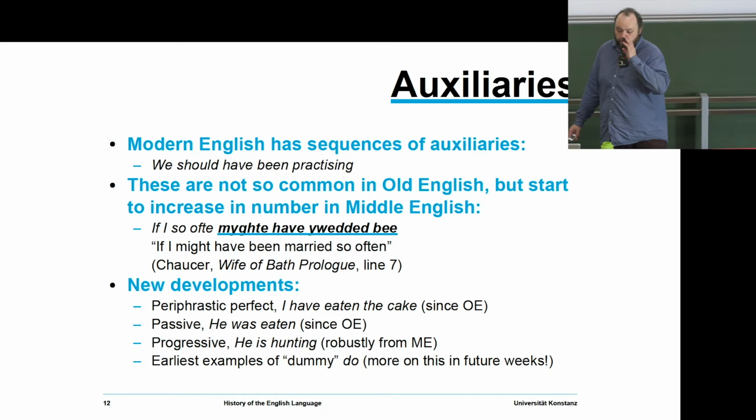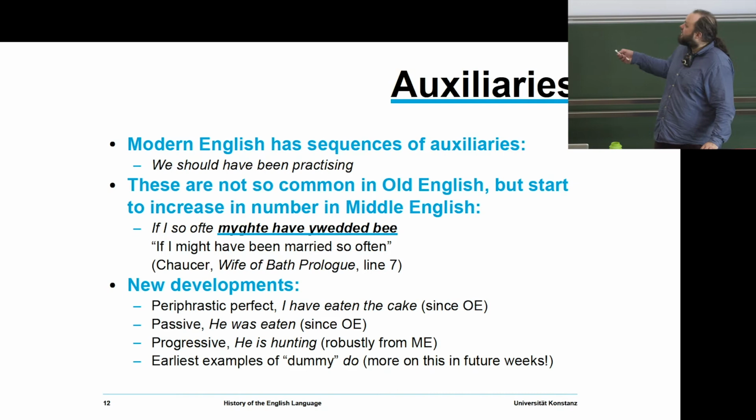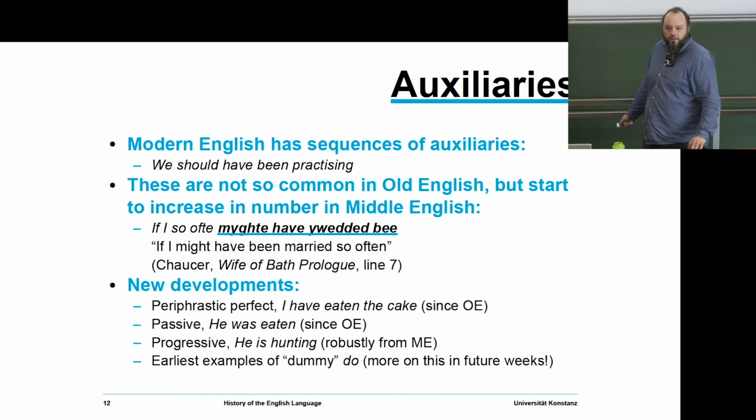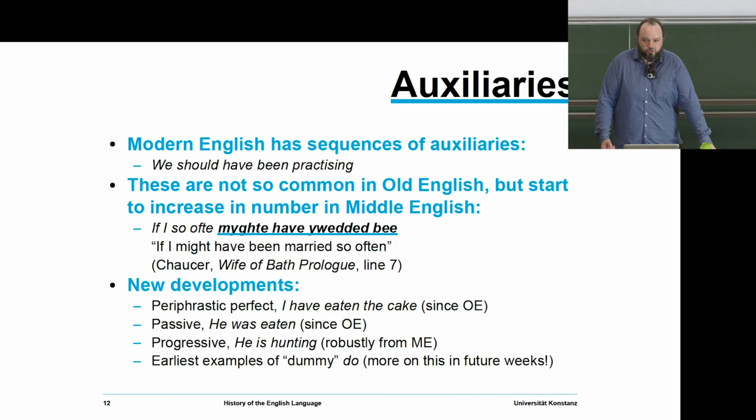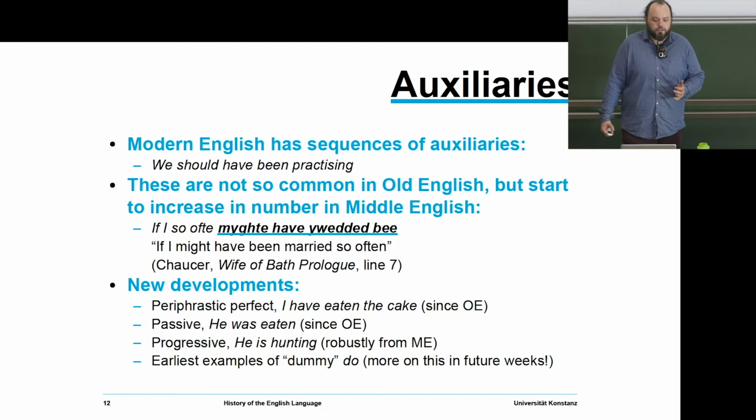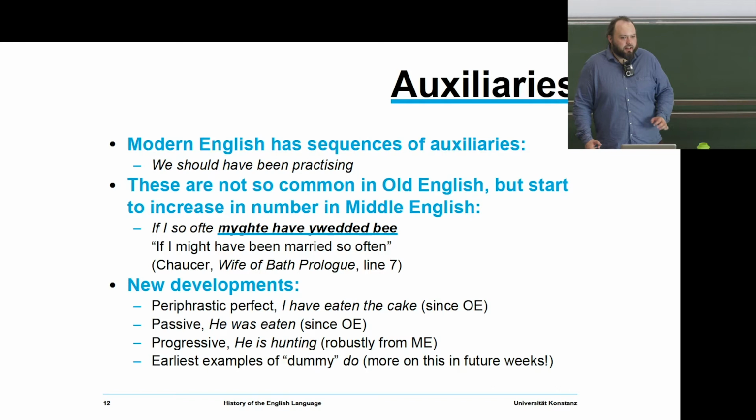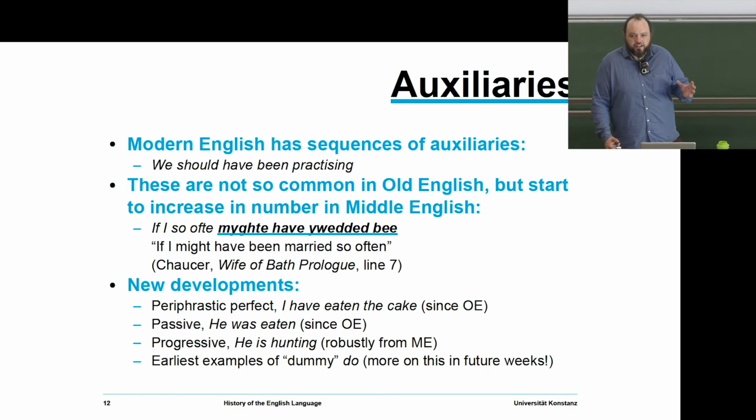Interestingly, both of these last two changes have been argued to be influenced by Celtic. So if you remember when the Anglo-Saxons arrived on the British Isles, there were Celts already there. And those Celts had something that looked a bit like the progressive and something that looked a bit like dummy "do." And so it's been argued that maybe this Celtic usage was kind of hidden in the written texts for hundreds of years and only started to emerge in the Middle English period.